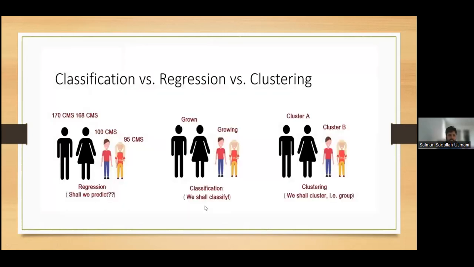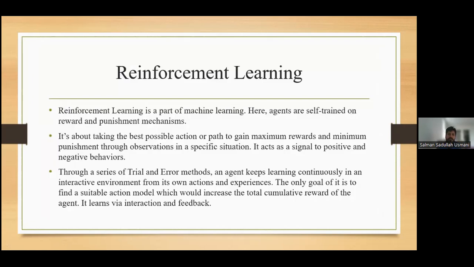And if you see classification versus regression versus clustering, if we have much more data and you want to predict the height of each sample, that will be an example of regression. And if you want to classify as an adult or teenager or child, or you could say grown or growing, it is an example of classification. And if you want to cluster it, this is cluster A and this is cluster B. So this is the difference between classification, regression, and clustering.